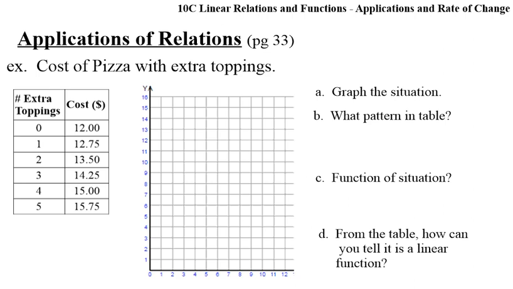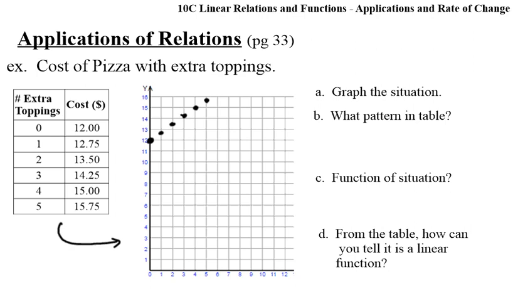So if we take a look first at page 33, we have a situation where there's the cost of pizza and what it costs depending upon the number of toppings. So we want to first of all graph the situation. Well, our table of values for this situation could also be presented in a graph, and it's giving us our ordered pairs. 0, 12, 1 topping means it's $12.75, and so on. So we have our X and Y values. Let's graph it.